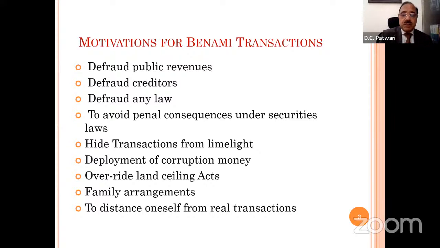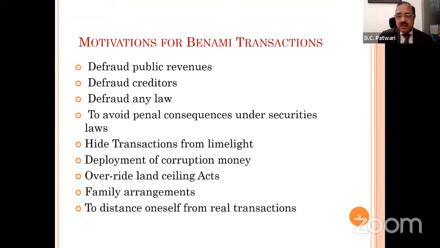Then, to avoid penal consequences under securities law, under the Securities Contract Regulation Act, there are many transactions which are not supposed to be done by certain individuals in different capacities. Insider trading is one of the important laws there. And to avoid that also, Benami transactions can be done under the securities market.